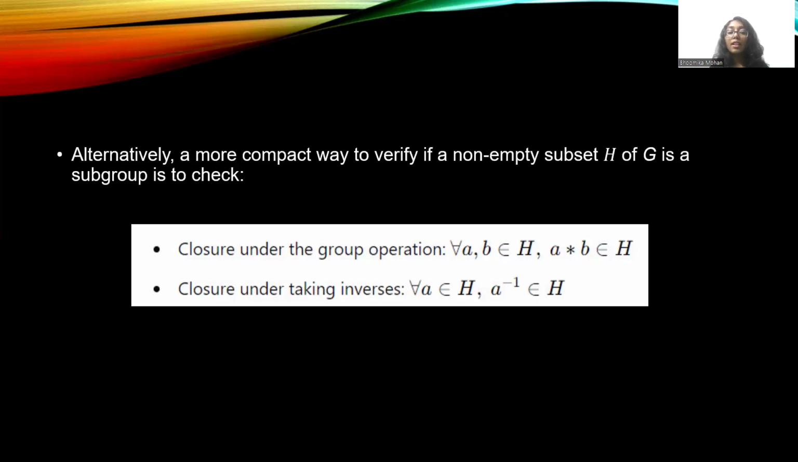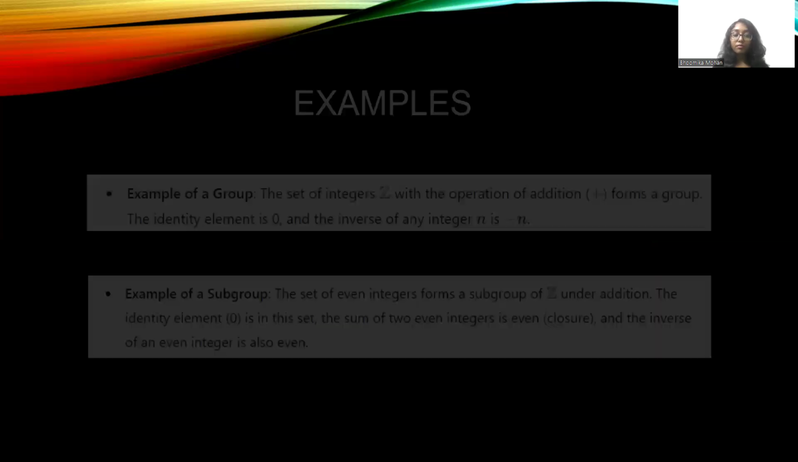Alternatively, a more compact way to verify if a non-empty subset H of G is a subgroup is to check two things. First one is the closure under the group operation, that is, for all A, B belongs to H, A star B belongs to H. And the second one is closure under taking inverses. This tells that for all A belongs to H, A inverse belongs to H.